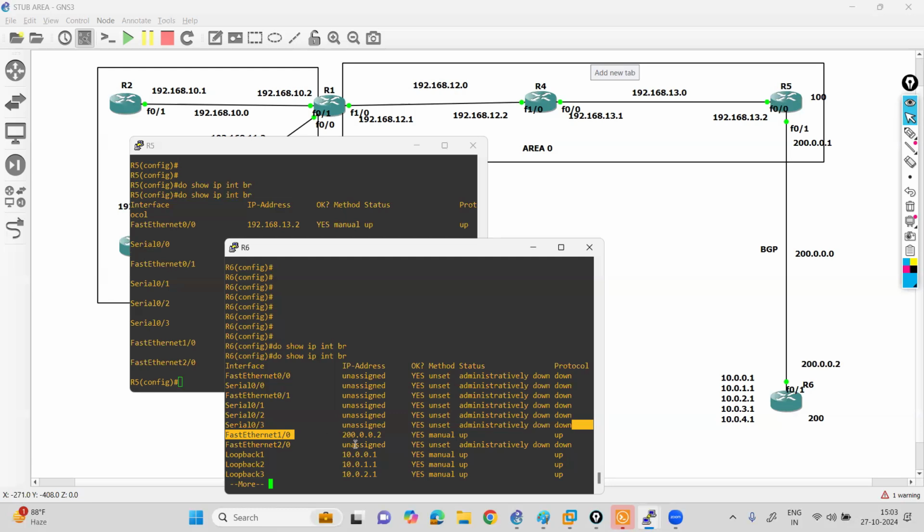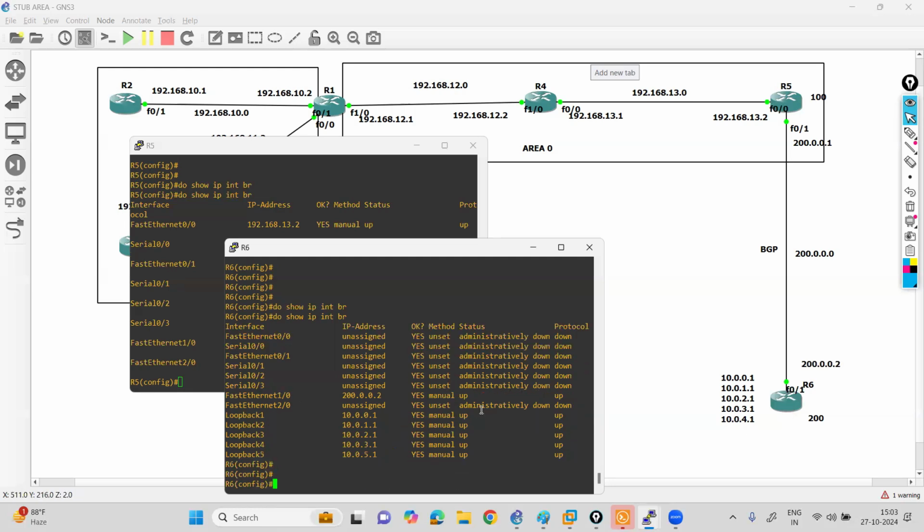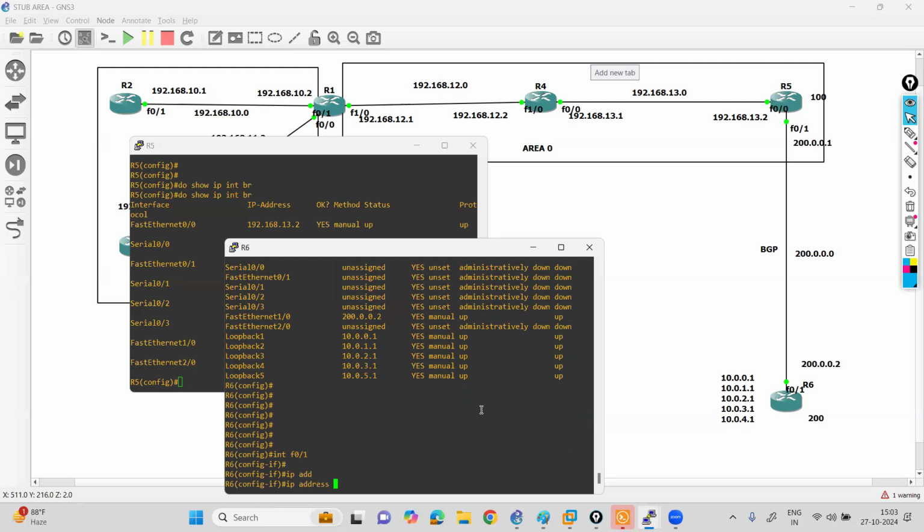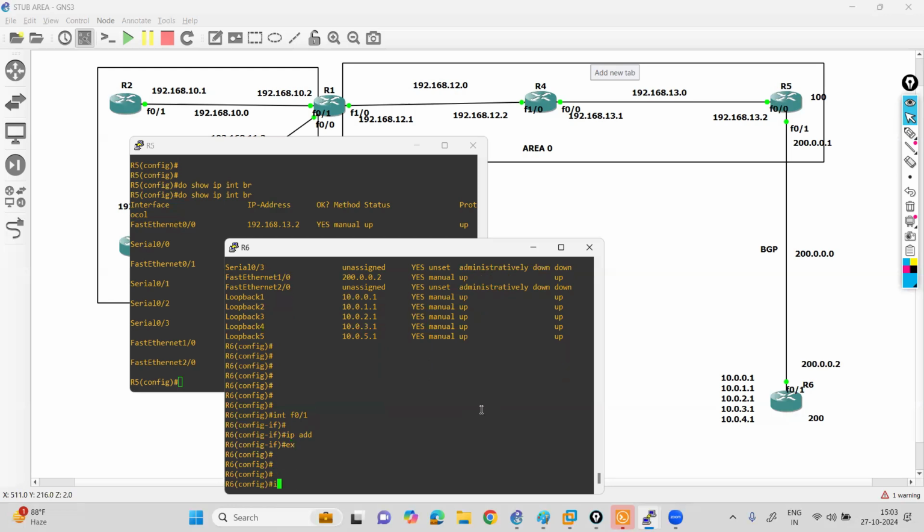Yes, yes. This was the issue. The interface is FA0/1, but we assigned for FA1/0. Let's change this one. Interface F0/1, IP address is 200.0.0.3, but it will not accept that. So we have to change the IP address for the previous interface also.